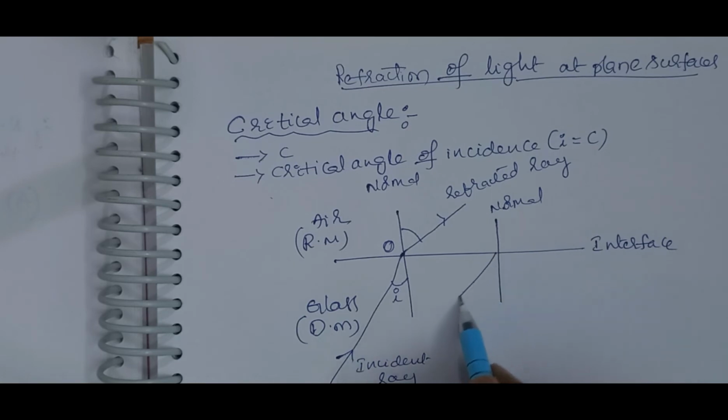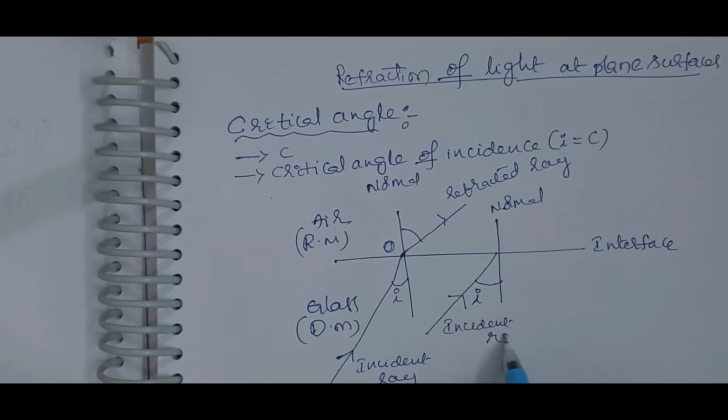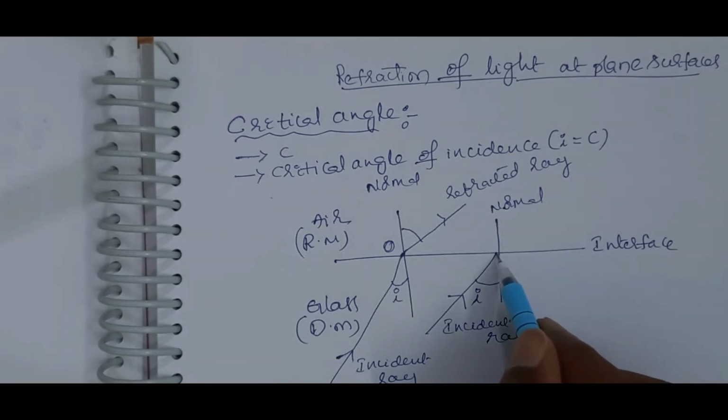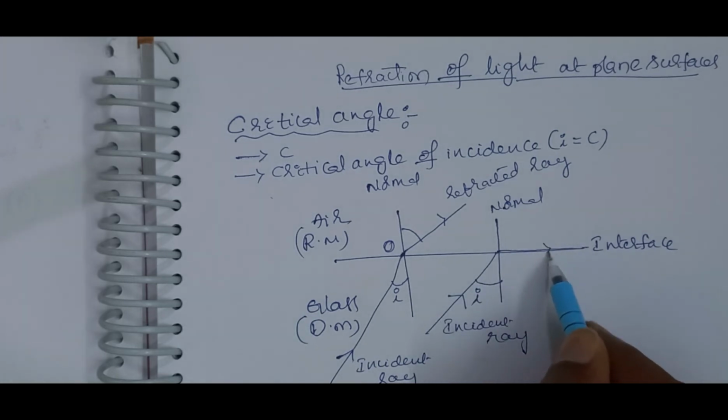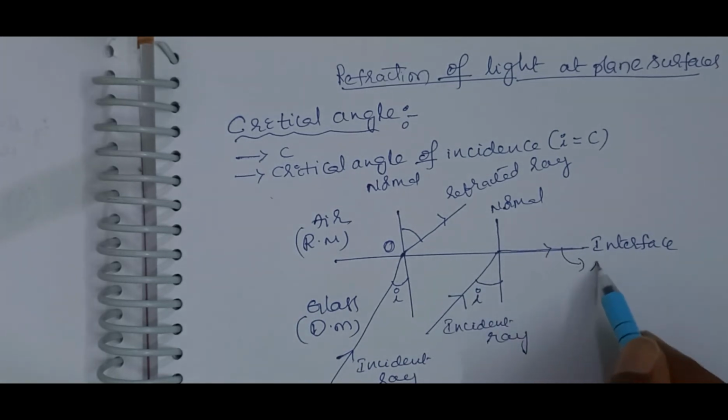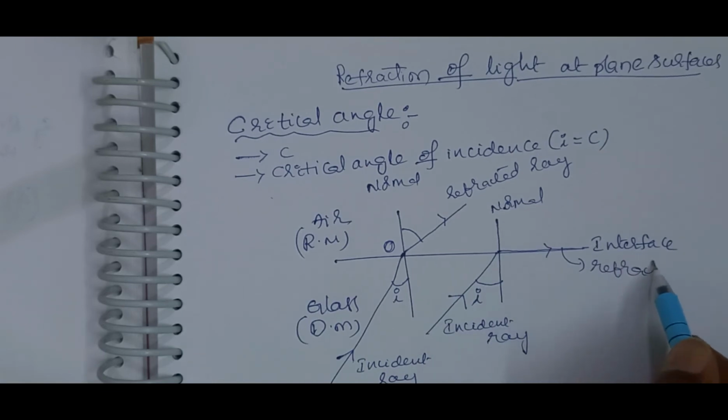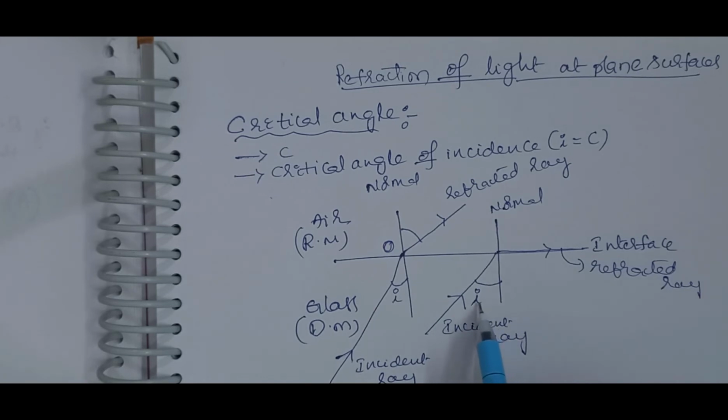But this time we are sending the light ray with an angle of incidence which is more than this angle of incidence. This is the angle of incidence. It is the incident ray in the second case. But for this angle of incidence, the ray is traveling along the interface. So this is a refracted ray.